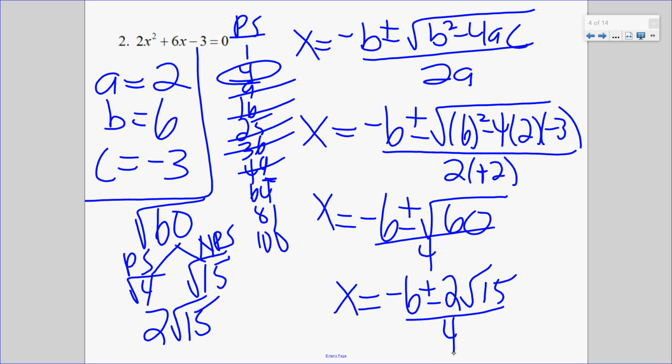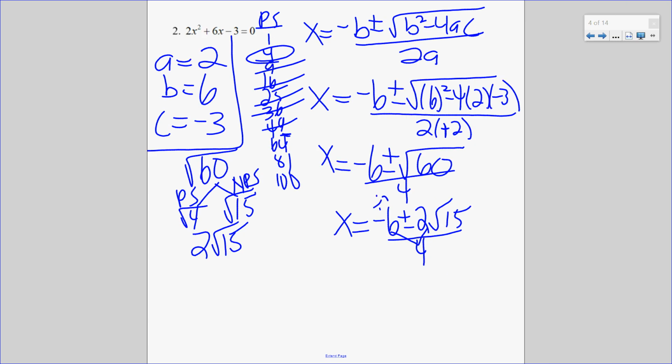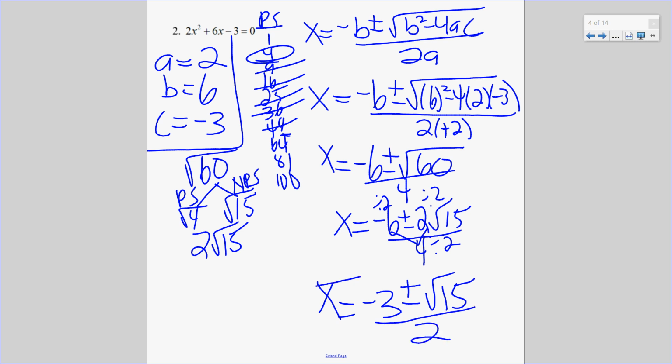And now there's one more step. I call it my triangle. Can I take something out of all 3 of those? Yes, I can take a 2 out. So I'm going to divide each of them by 2. I don't touch what's inside the radical, only what's outside the radical. And I get negative 3 plus or minus 1 radical 15, or just radical 15, over 2. And that's my answer. You did this exact lesson in Algebra 1. There's going to be one tiny little twist for it in Algebra 2. But other than that, it's really the same procedure.